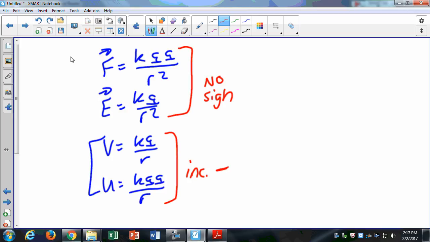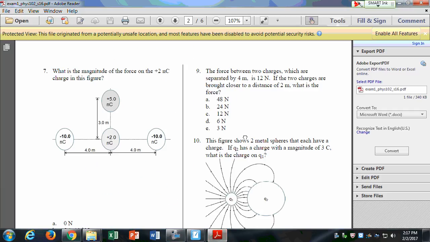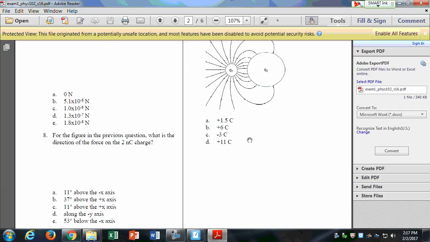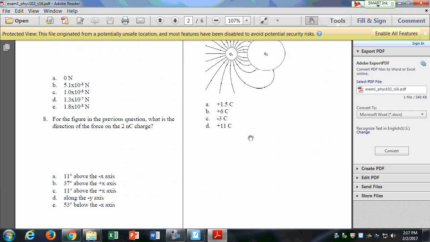So those are our big governing principles. They're on your equation sheet, but it'd be nice for you to know those right off the top of your head. Okay, field lines, you need to know how to do that. Anything stand out to y'all on this page?